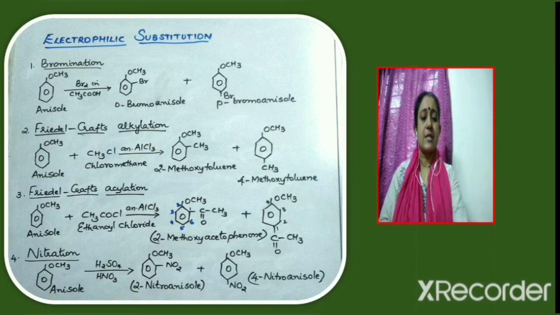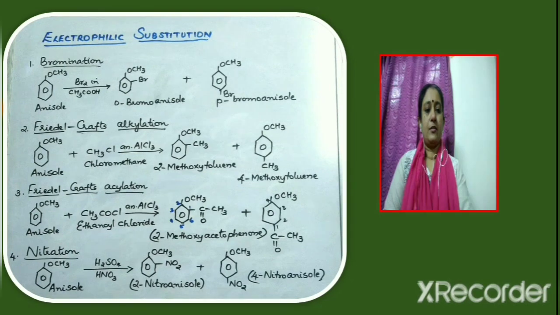Consider Friedel-Crafts acylation. To carry out acylation, an acid chloride is required. Let the acid chloride taken be ethanoyl chloride, that is CH3COCl, or acetyl chloride. Anisole reacts with ethanoyl chloride in the presence of anhydrous aluminium chloride to give 2-methoxyacetophenone and 4-methoxyacetophenone. Nitration. Nitration of anisole can be carried out using a mixture of concentrated nitric acid and sulfuric acid.